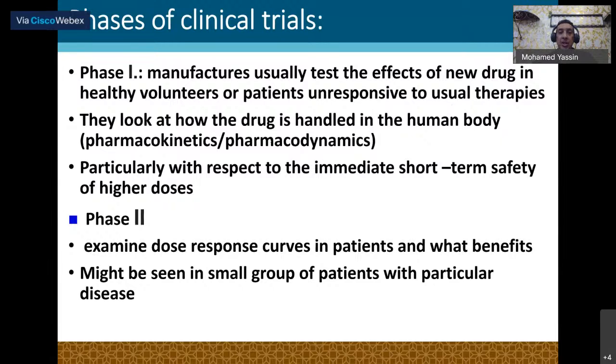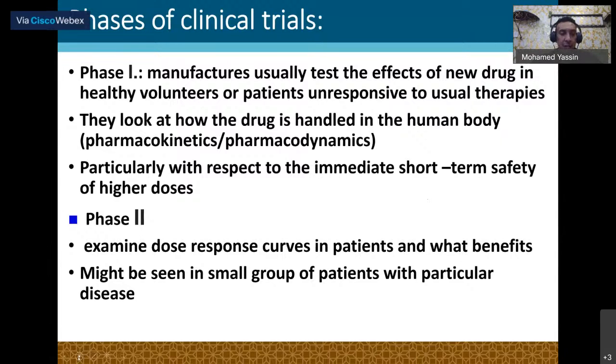So it's mainly healthy volunteers or patients responsive to therapy. We look for pharmacokinetics or pharmacodynamics. Usually phase 1 is a small scale trial, and it also looks at the immediate short-term safety of higher doses. What about phase 2? Phase 2 examines the dose response curve in patients and what benefit might be seen in a small group of patients with a particular disease. So in phase 1, we already tested the pharmacokinetics and pharmacodynamics. Now we want to test the dose. We can use different doses and see which dose is safer, which dose is more beneficial for the patient. So it's mainly a dose response.